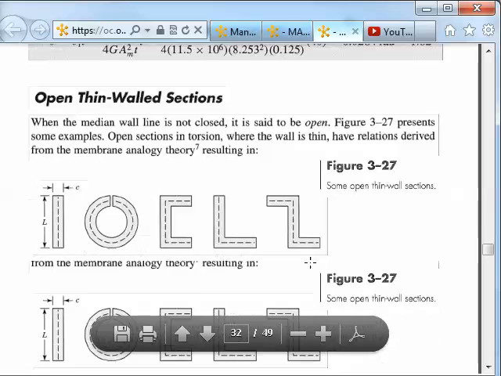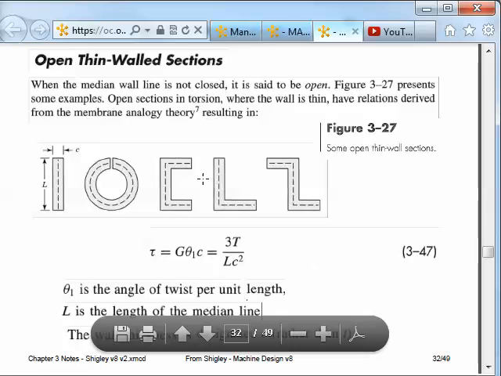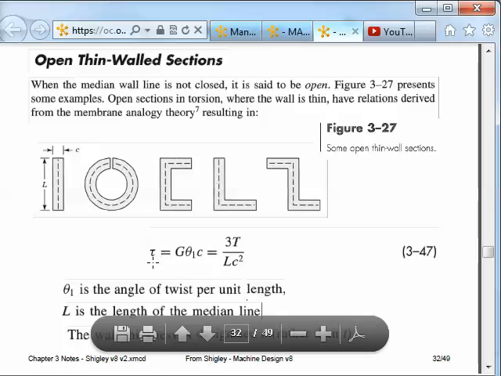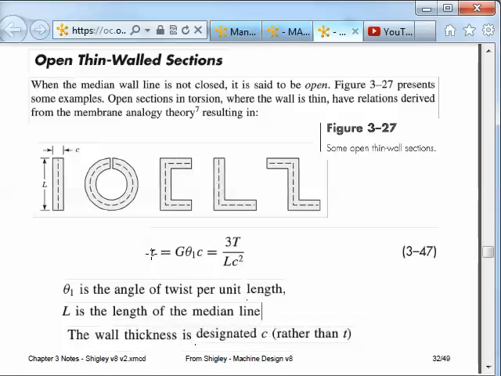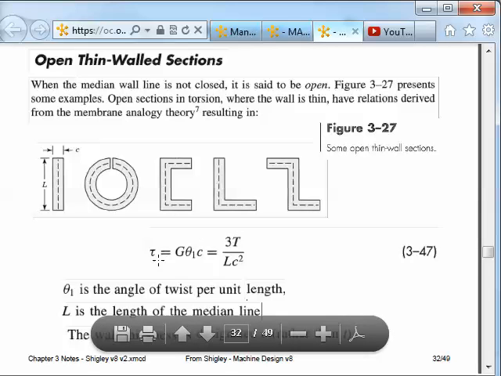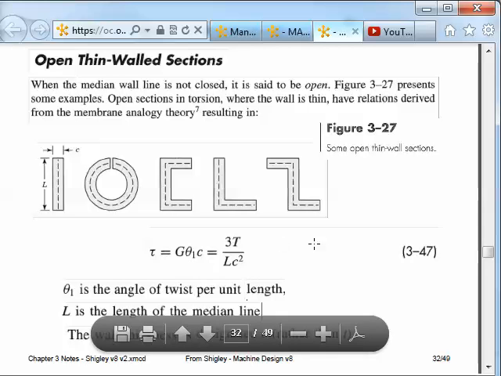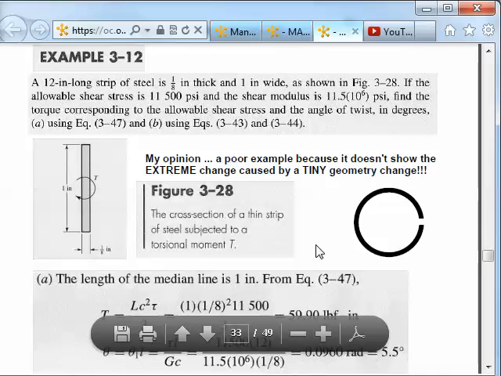We then go to open sections, as discussed here. We have an equation that relates the shear stress and the torque, and we have an equation that relates the shear stress and the angle of twist per unit length. Okay, and let's see how that works out. Let's look at an example.